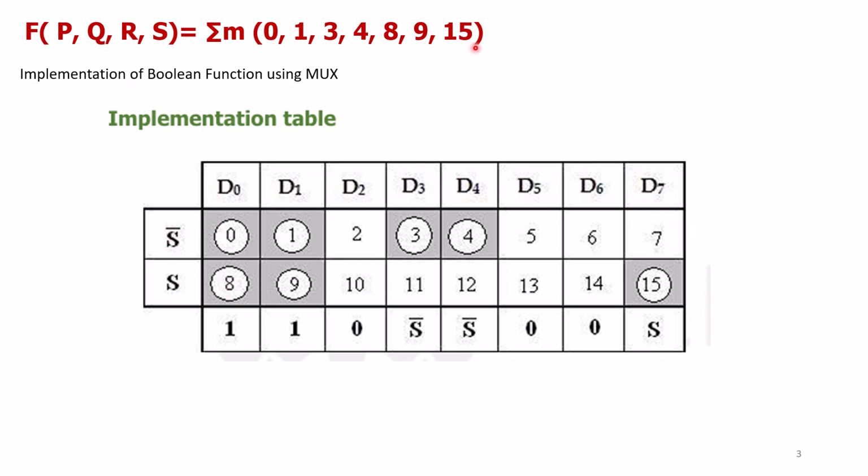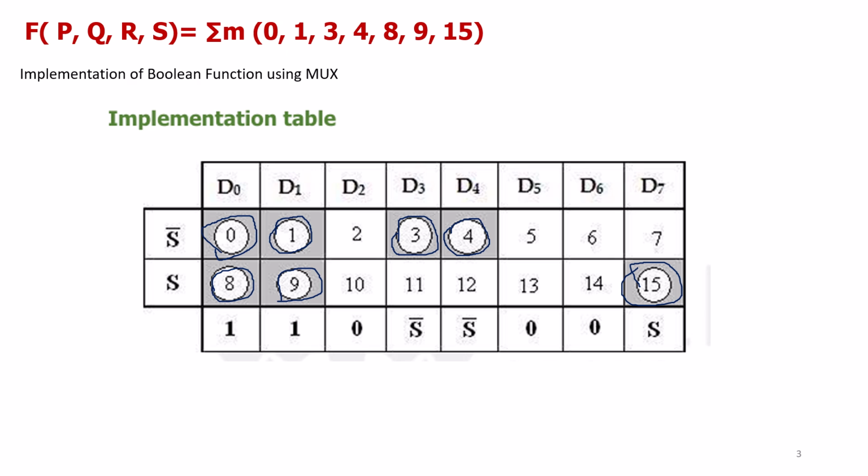I am going to mark the given minterm values. The first value is 0, so I have encircled this 0. Similarly, I have encircled the next, 1. Then next is 3, which I have circled in the minterm position. Then 4 I have circled, then 8, then 9, and then 15. So I have circled all the given values.